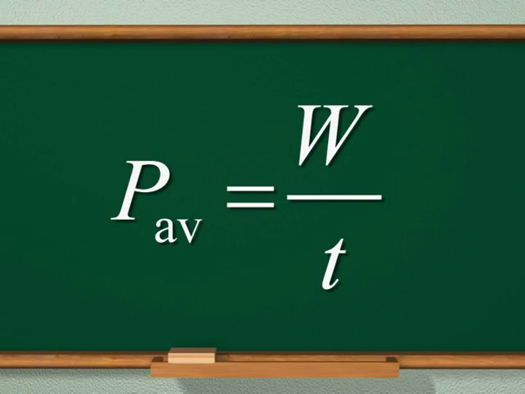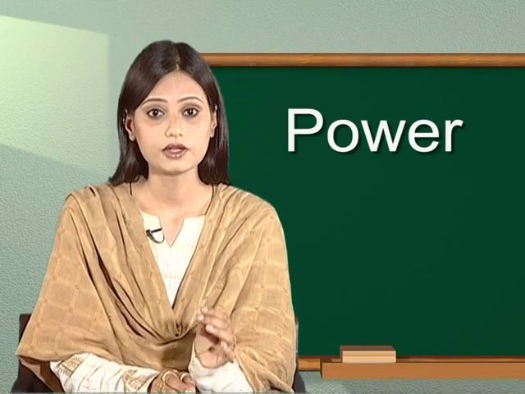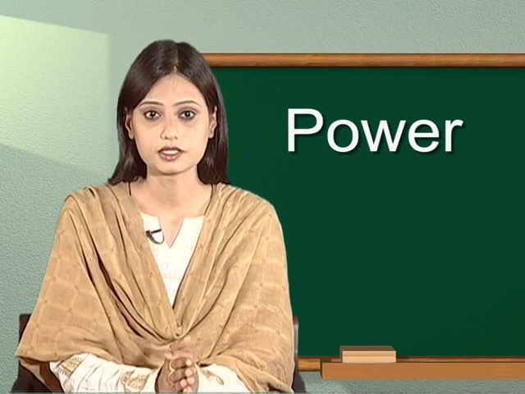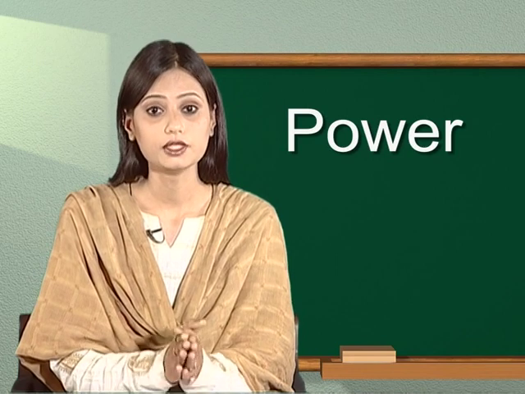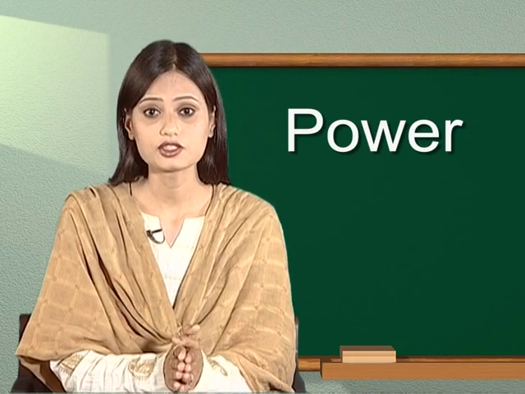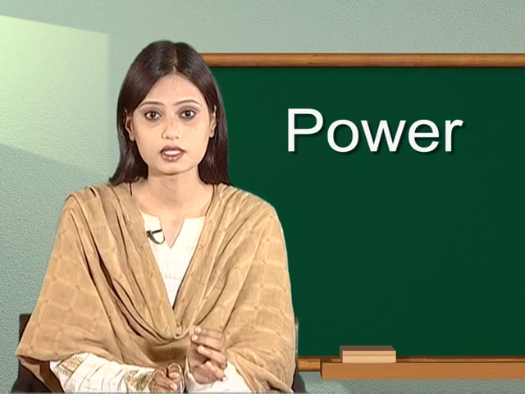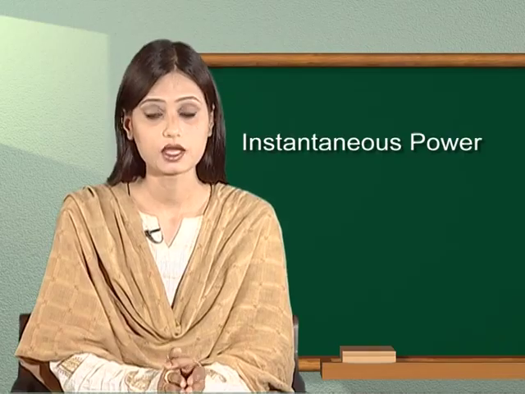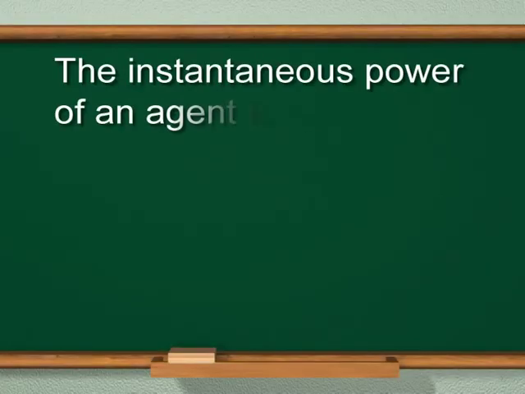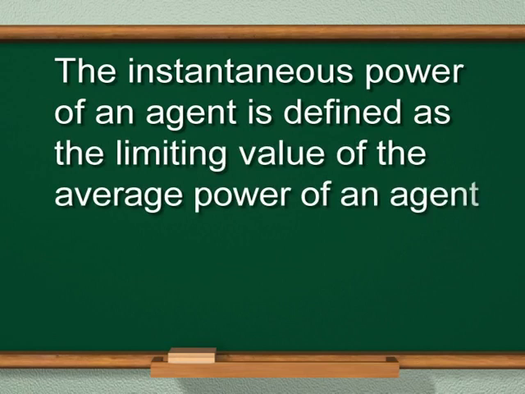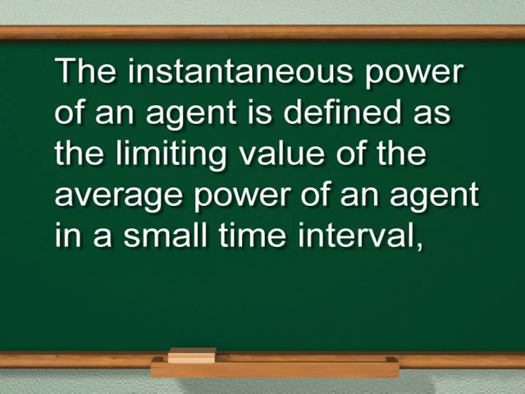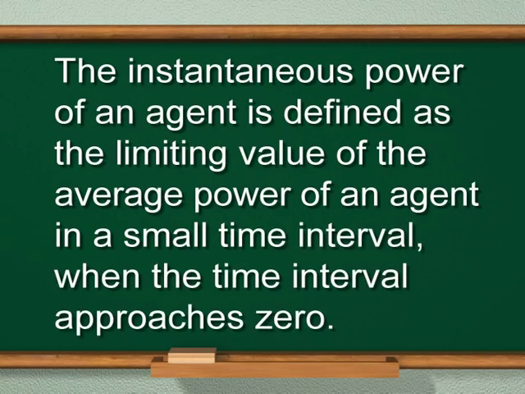Since work W and time t are scalar quantities, their ratio, power, is also a scalar quantity. The power of an agent during a time interval may not be constant, and in such a case, the power of an agent at any instant is termed instantaneous power. Thus, the instantaneous power of an agent is defined as the limiting value of the average power of an agent in a small time interval when the time interval approaches 0.